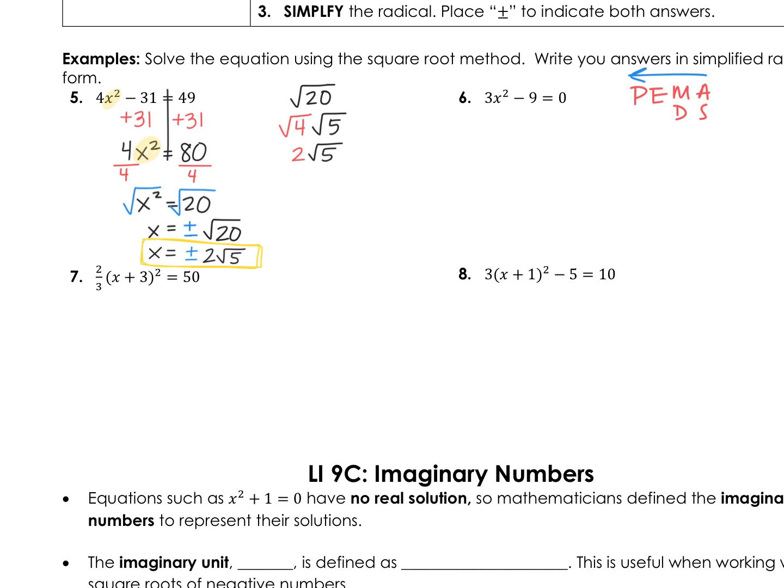What first? Add the 9. Okay, so you get 3x squared equals 9.